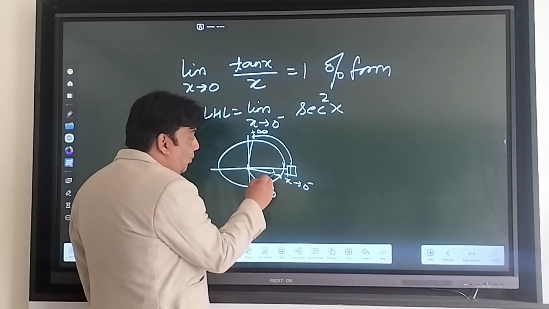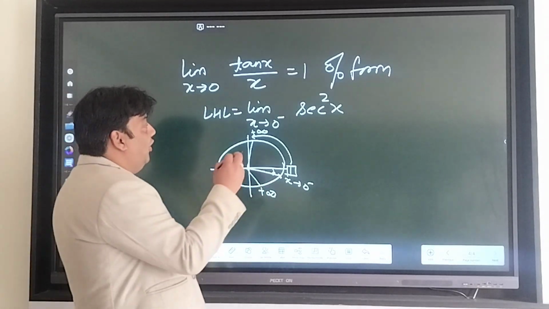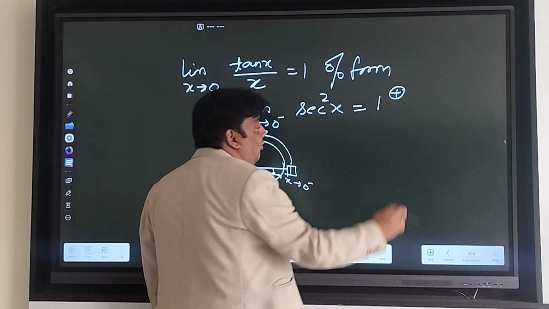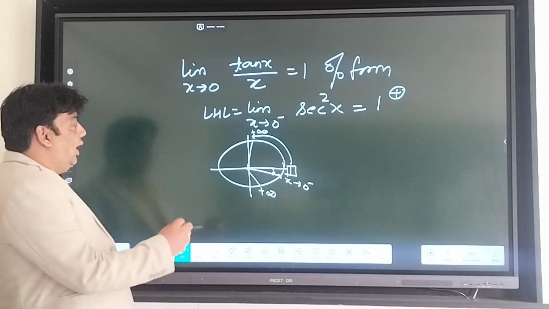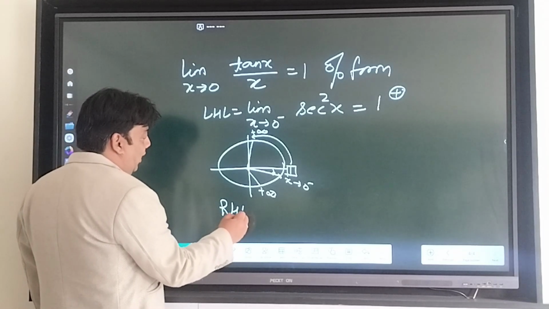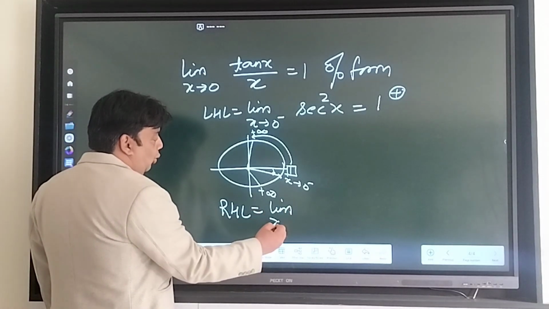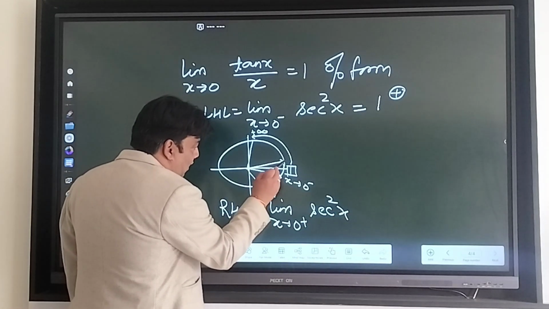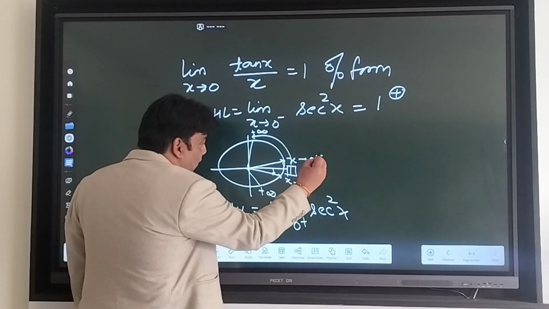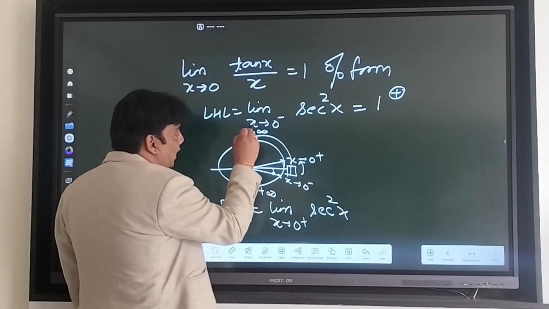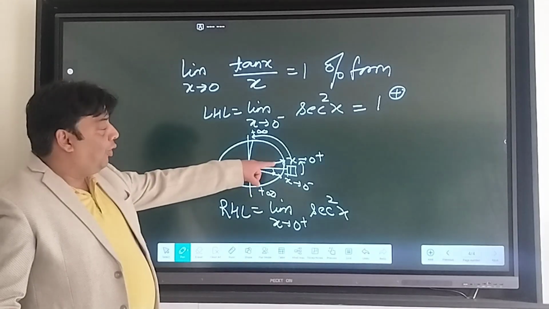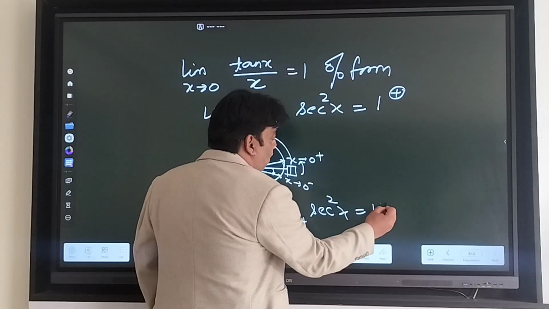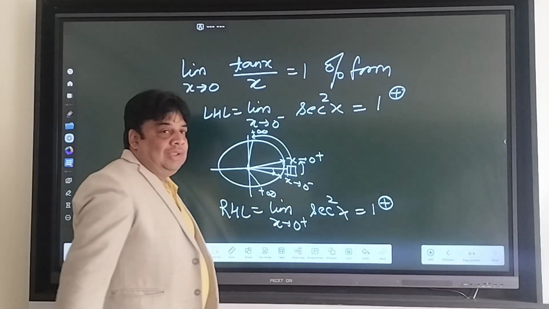So here the value will be slightly greater than 1. So if it is greater than 1, although I will say it is 1, but in practicality it is a value slightly greater than 1. And similarly for right hand limit, it will be limit x tends to 0 plus sec square x. The value will be here. So x tending to 0 plus will be somewhere here. The value will be again greater than 1 because sec x is moving from 1 to infinity in the first quadrant. So this value will also be greater than 1.